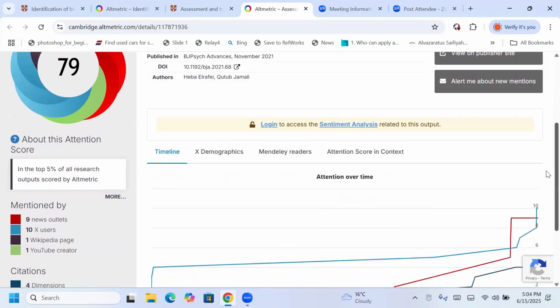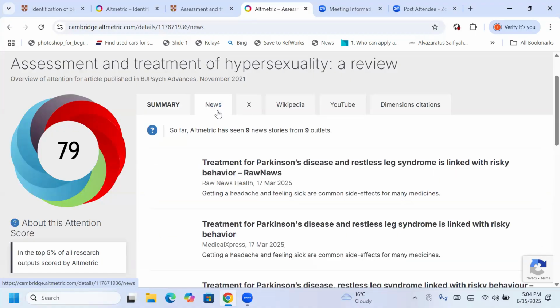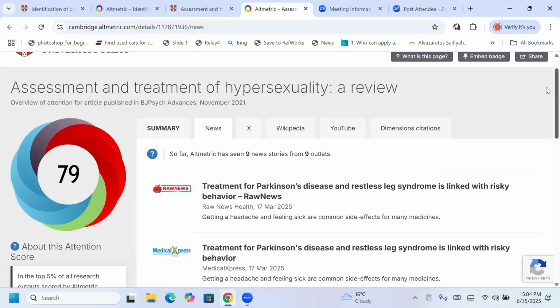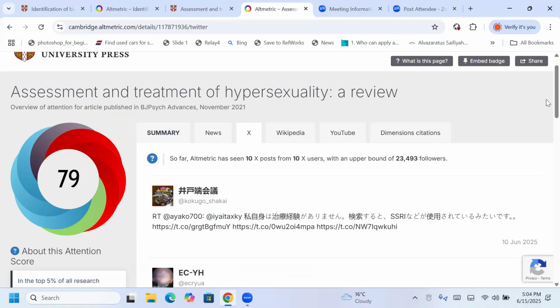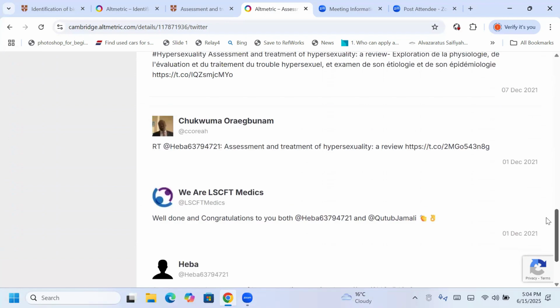So like this was mentioned. So again, if you want to know more about it, you click on it and it gives you data. So where this was all mentioned, right? Where, how many times was it mentioned on Twitter? So as you can see, it has gained some traction on Twitter as well.